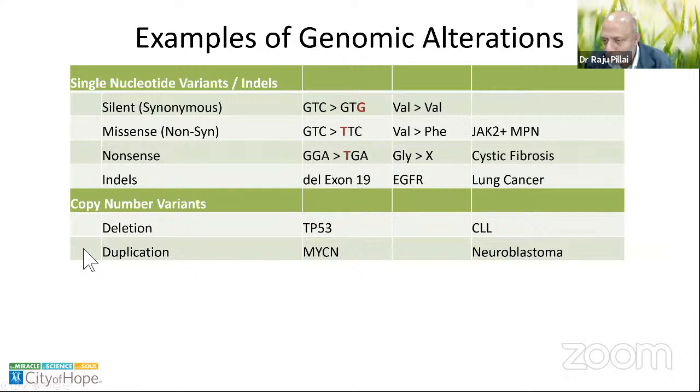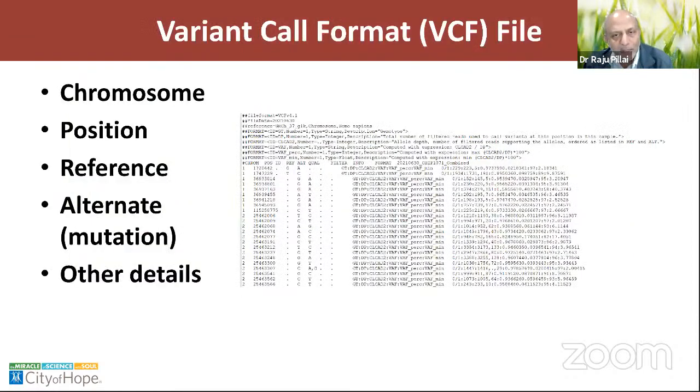Sometimes you see BCL2 and BCL6 copy number changes in follicular and diffuse large B-cell lymphoma. Once that is all done, you get a list of variants, and that is called a variant call format, or a VCF file. Essentially, it says in chromosome number 1 at this position, the reference was an A and now it is a T. So that's all what a VCF file is.